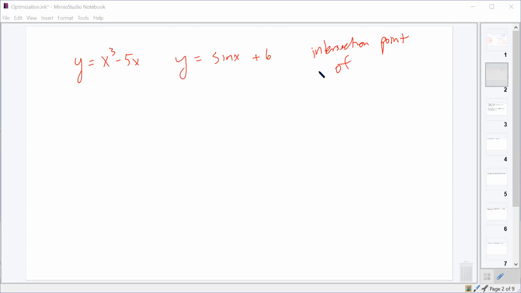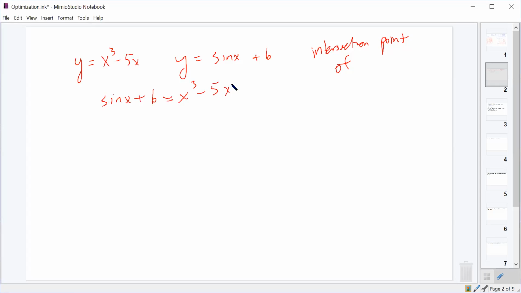They intersect each other when their x's and y's are equal. So if this is y equals and y equals, just set them equal to each other: sine x plus 6 equals x cubed minus 5x.